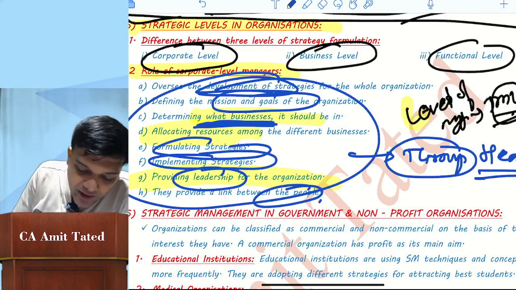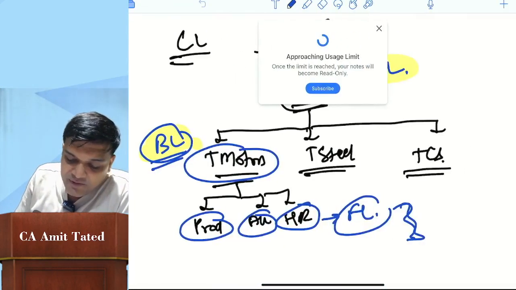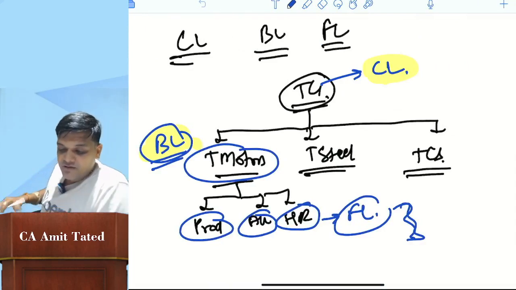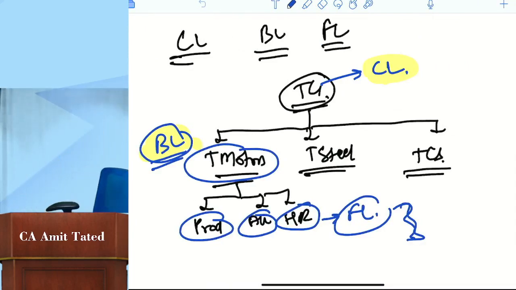Make sure. Okay, just come here. One thing I need to explain from this diagram. Okay, make sure you need to understand. Okay, one minute.